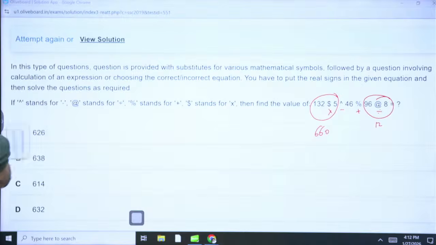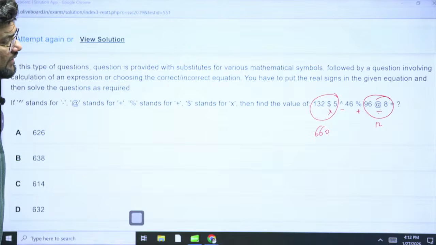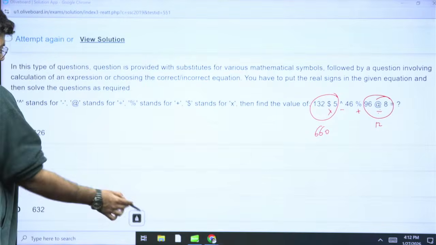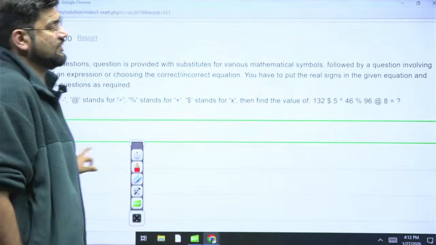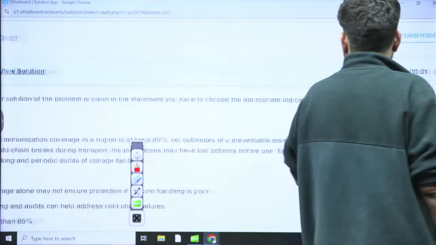No, wait, something wrong? Oh yeah, 626 is the right answer. Oh my god, what am I doing? Okay, unit digit will give it away, right? Next.